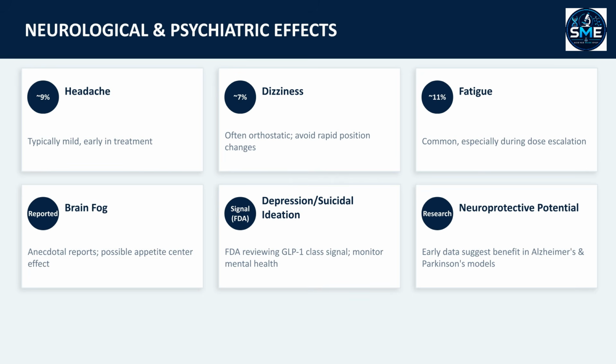Neurological and psychiatric effects include common side effects like headache at 9% and fatigue at 11%, often during dose escalation. Dizziness occurs in about 7% of patients. The FDA is reviewing a signal for depression and suicidal ideation, and research suggests neuroprotective potential.